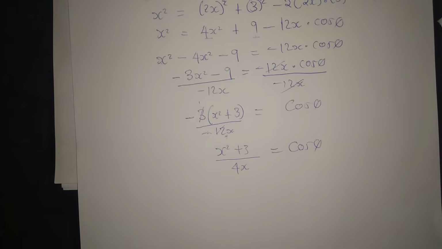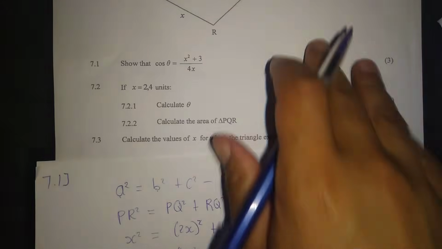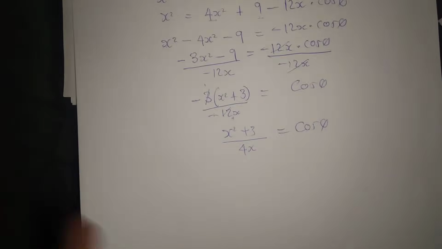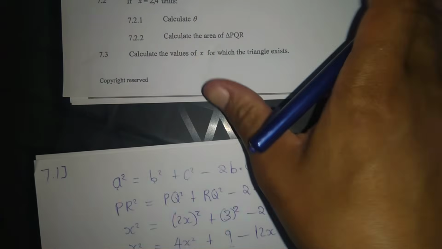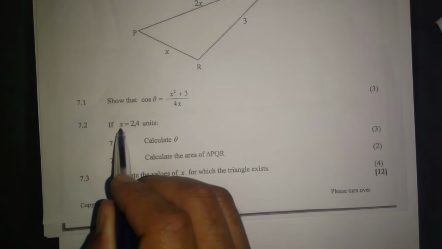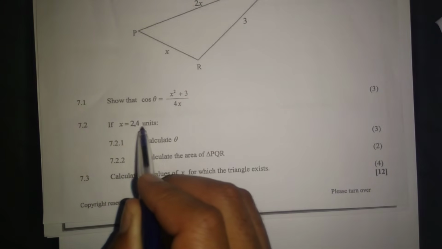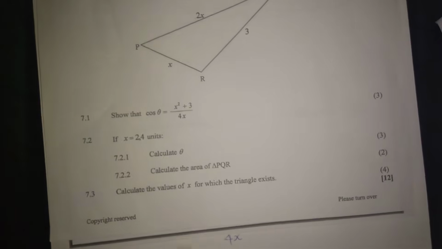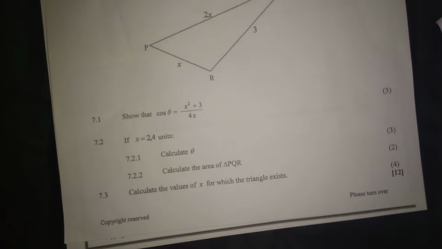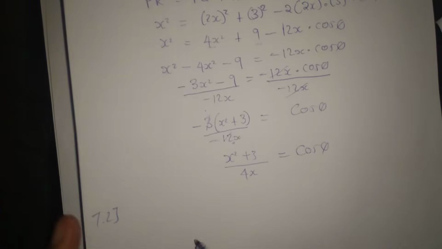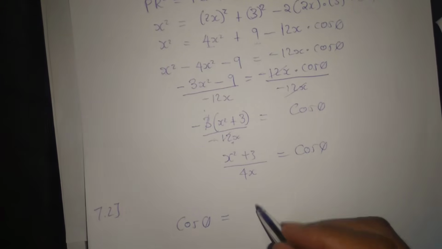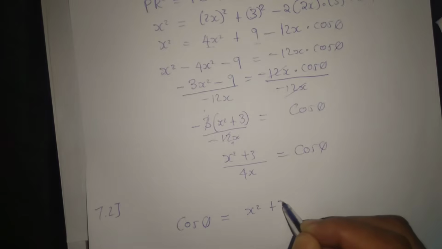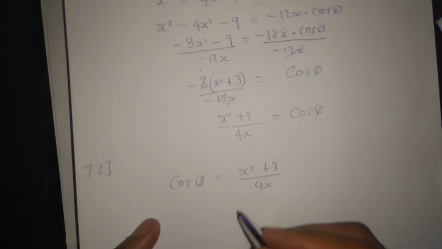7.1 has been proved, right? Okay, 7.2 again. 7.2. But if x is 2.4 units, calculate theta. Calculate theta for 3 marks. For 3 marks, we just substitute. Okay. But anyway, the marks are not the point now.